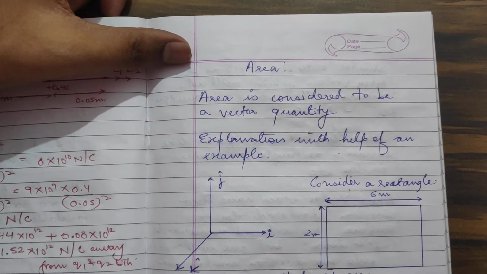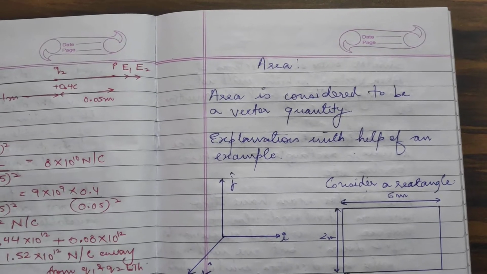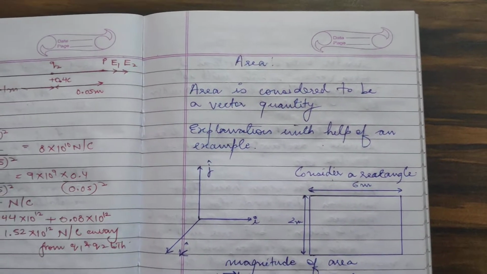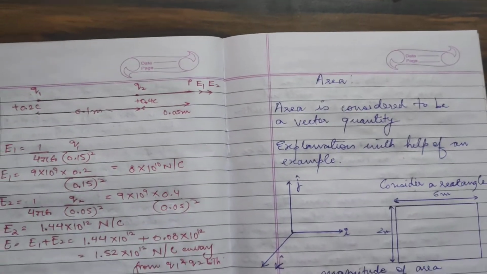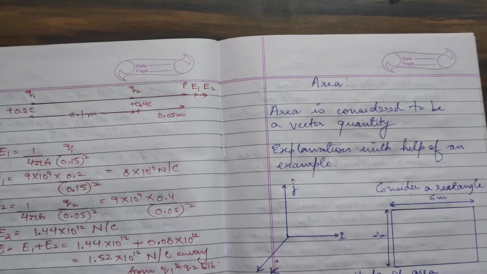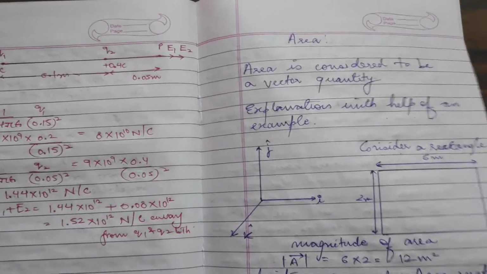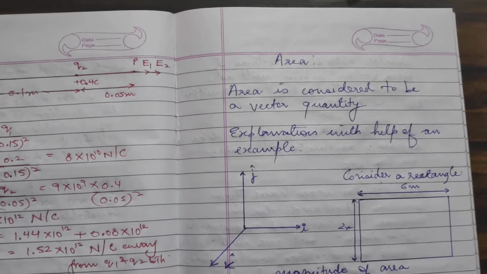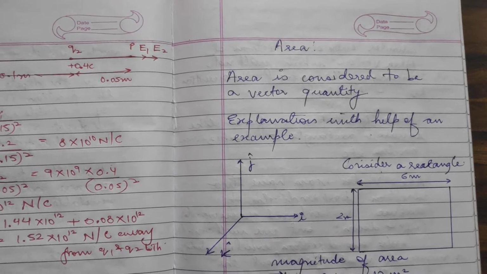Area is considered to be a vector quantity. And why area is considered to be a vector quantity, we will take this later. But before taking the reason why area is considered to be a vector quantity, I think we should understand what should be the direction of the area vector. Now, magnitude everybody knows. We have studied mensuration, how to calculate area of different shapes and figures. So we should talk about direction.